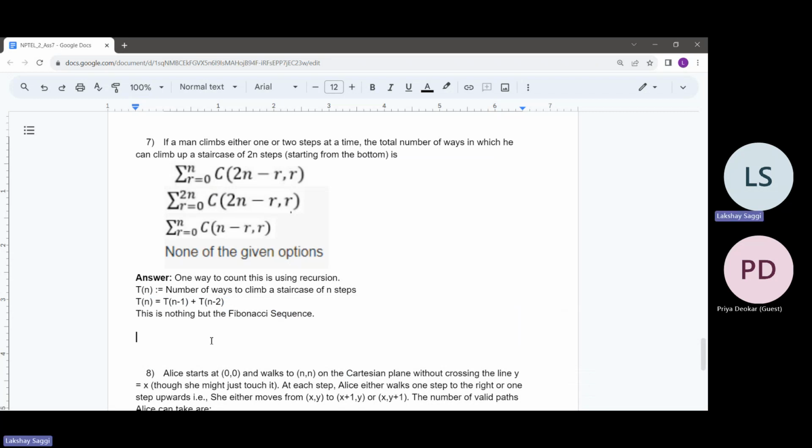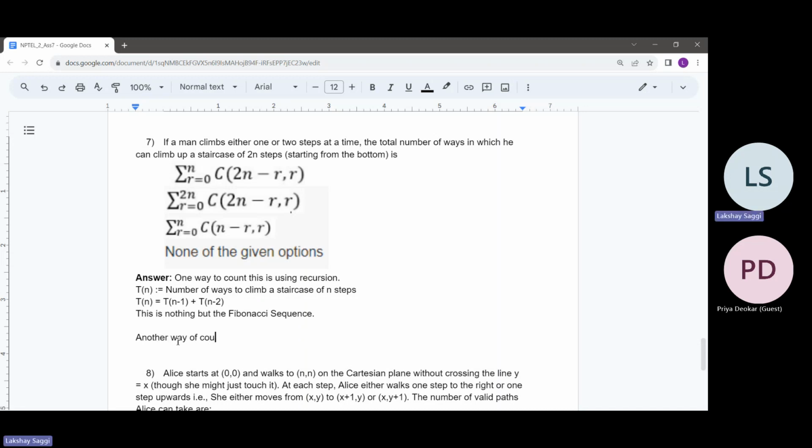maybe dividing this into more cases. The man has two types of choices, right? The man can take one step at a time, or the man can take two steps at a time. Let's say by the time the man reaches the 2n steps, he has taken exactly r two-steps, or maybe only r one-steps.